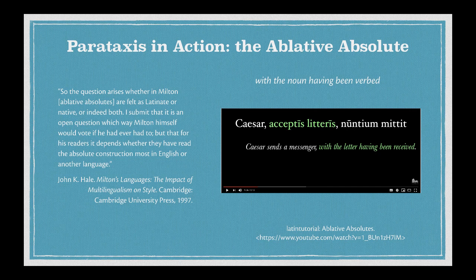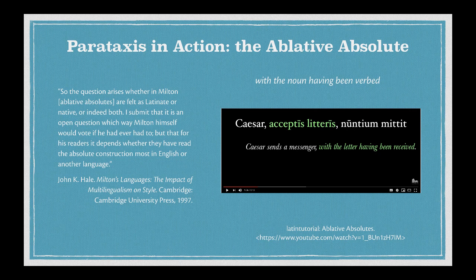John Hale writes a book, Milton's Language, and he talks a lot about the stylistic conventions that Milton adopted from Latin. Milton was as fluent in Latin as he was in English, and many writers of his period probably were. Hale points to one, and through the book a couple, but one particular kind of Latinate construction called the ablative absolute. In English, we would translate the ablative absolute as something like, with a noun of some kind having been verbed.